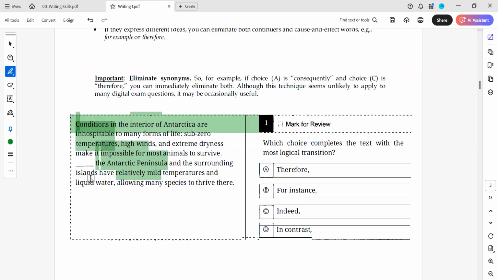Oh, it's a different place. What should we know about the conditions in that place? That it has mild temperatures and liquid water. Is it inhospitable? No. Okay, so what could be the relationship? Is it continuation, contrast, or cause and effect? It's contrast. Good job. Perfect. Now we just need to check the four answer choices, looking for the contradictive one.